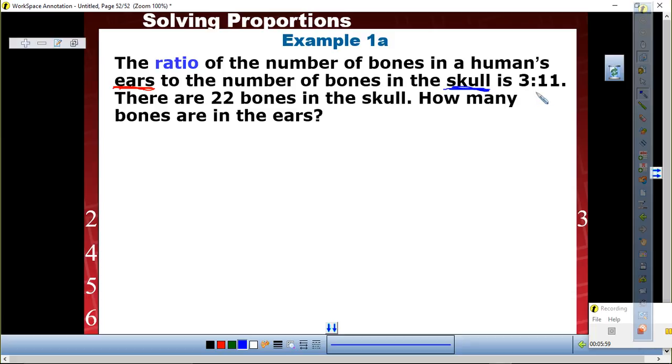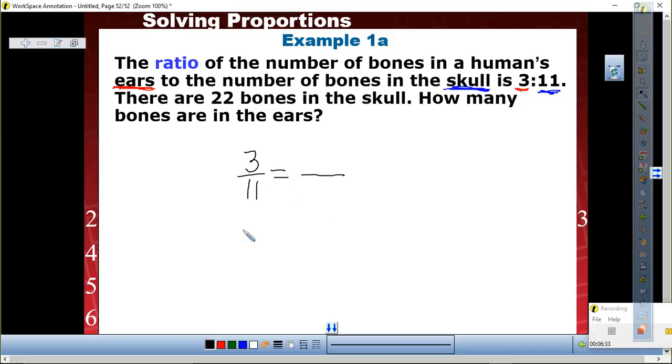Therefore, which of these corresponds to the ears? Everyone, 3. So I'm going to underline that in red. That means the 11 is for the bones in the skull. And why do I need to know that? Because when I set up my proportion, I make this into a fraction. 3 over 11 equals a blank.